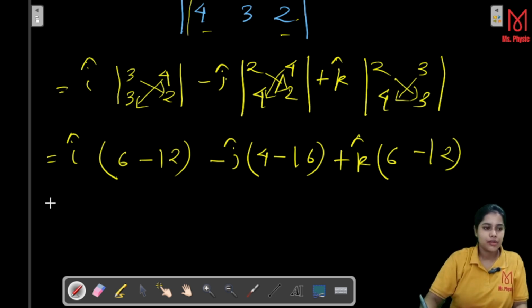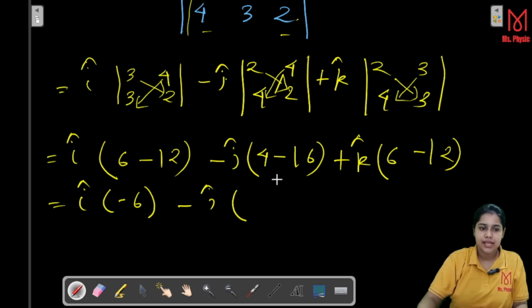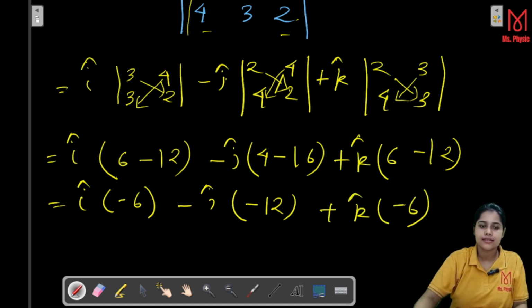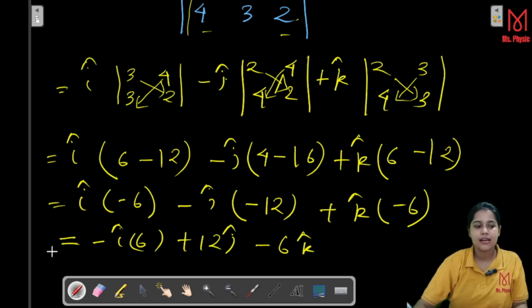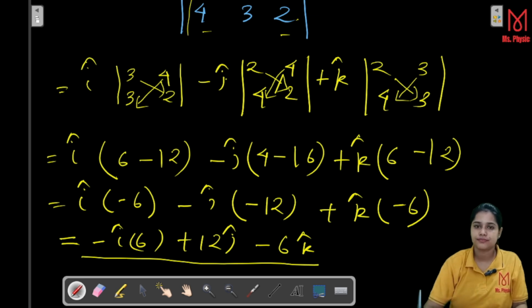Clear? Now you do the calculation, that is i cap, it is minus 6, minus j cap, here you have minus 12, plus k cap, minus 6. So finally we are getting minus 6 i cap plus 12 j cap minus 6 k cap. Okay, so this is the expression of this cross product.